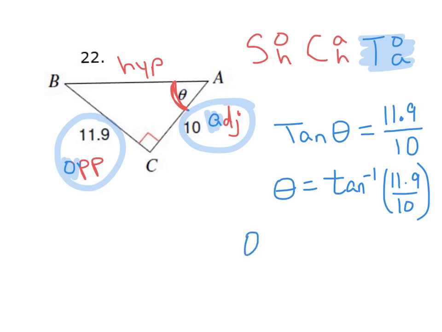So theta is equal to 49.9585. I'm going to go ahead and round to the nearest whole degree, which gives me about 50 degrees.